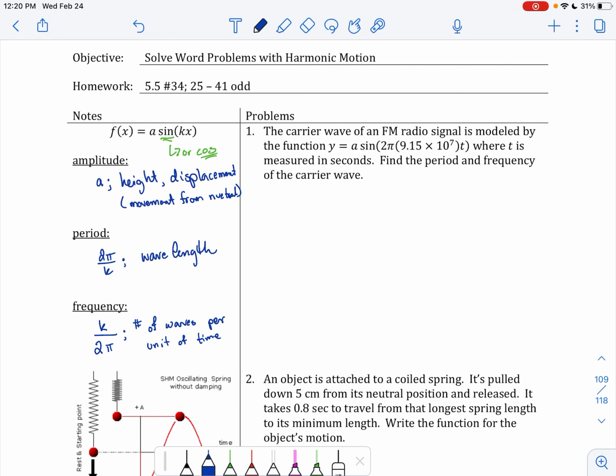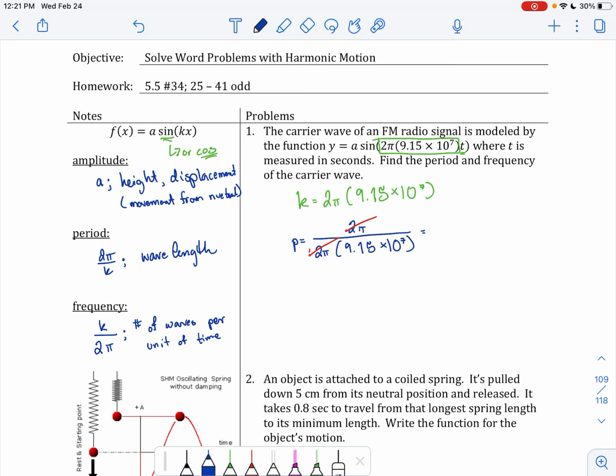Remember, k is everything that's multiplied by the variable. In this case, t is our variable, and everything multiplied here is equal to k. So k is equal to 2 pi times 9.15 times 10 to the 7th. The nice thing with this 2 pi is we know it's going to simplify out nicely. So our period is equal to 2 pi over 2 pi times 9.15 times 10 to the 7th, so that cancels out nicely.